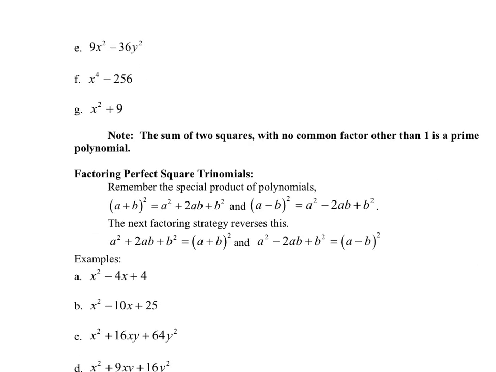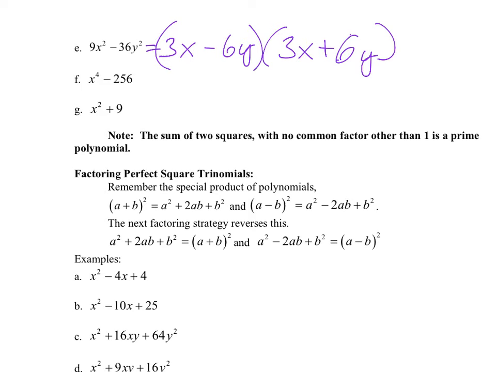Oh, we have some more difference of squares to get through. All right, so I have 3x minus 6y and 3x plus 6y. On this one, they're being a little bit tricky. The square root of x to the fourth is going to be x squared. So we have x squared plus and x squared minus.